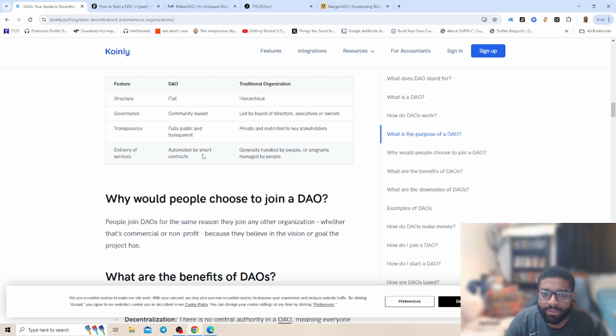Delivery is generally handled by people and programs managed by people with traditional organizations. So you can see all the differences between DAOs and traditional organizations, and how that might be another alternative that you could possibly look at and a direction you may want to go in.